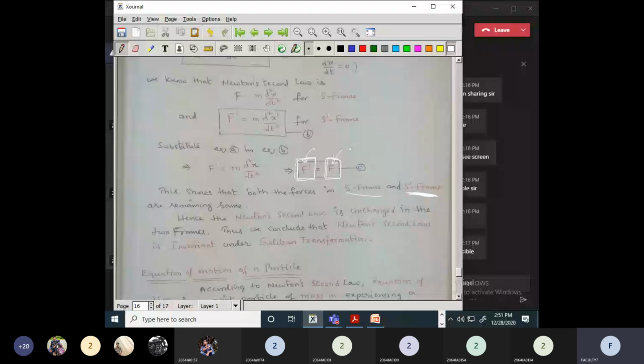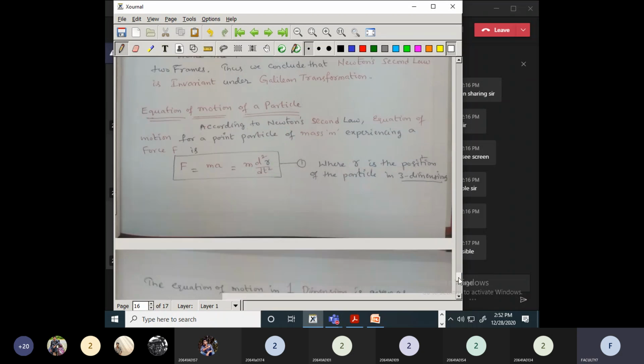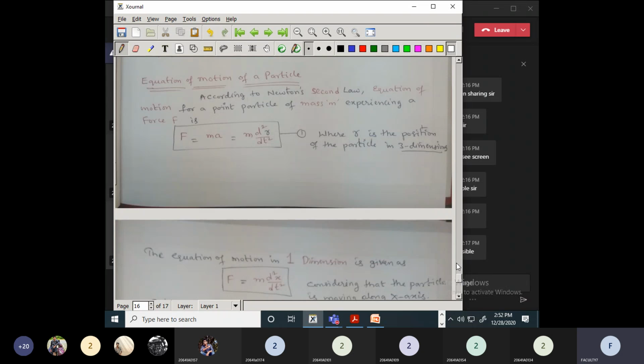So here, f equals ma, which is equal to what you are going to get as ma prime. So both the forces remain the same. That was the conclusion. The second law is invariant between the frames. So there we had stopped, with the equation of a particle. Here you are writing the same thing as the equation.